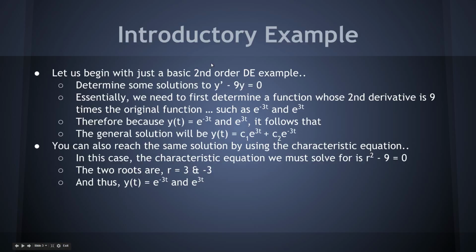Determine some solutions to y double prime minus 9y equals 0. Without using the characteristic equation, we basically need to find a function whose second derivative is 9 times the original function, such as e to the negative 3t and e to the 3t. Therefore, the general solution will be y of t equals c1 times e to the 3t plus c2 times e to the negative 3t. We can also use a characteristic equation. In this case, we must solve r squared minus 9 equals 0. So r equals positive and negative 3, and you get the same answer.